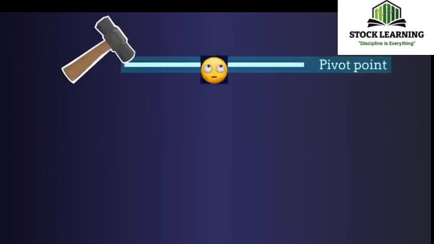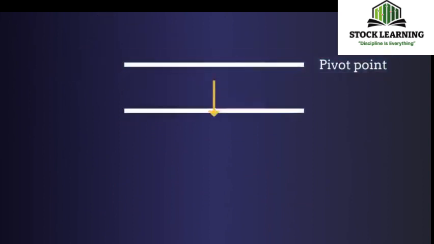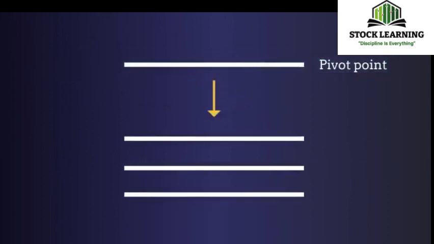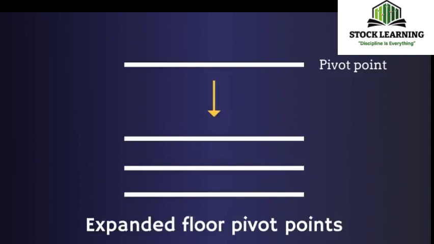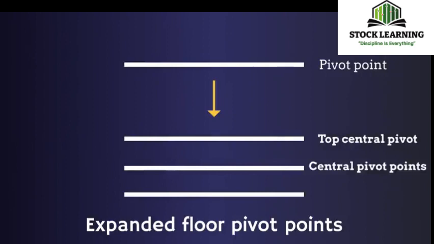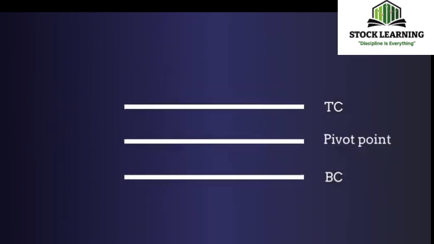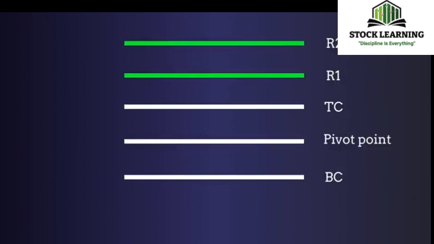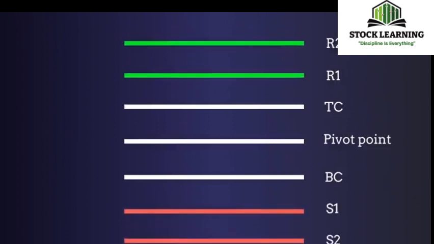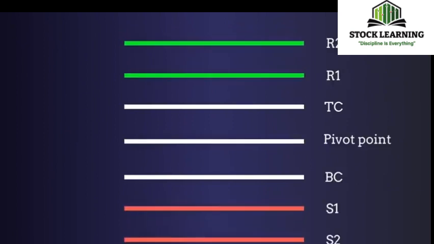This normal pivot point single line is broken into 3 lines, which is called expanded floor pivot points. This central line is called the central pivot point, the top line is called the top central pivot point, and the bottom line is called the bottom central pivot point. These 3 lines together are called the central pivot range. And above this, default resistance will be there, and below this, default support will be there.